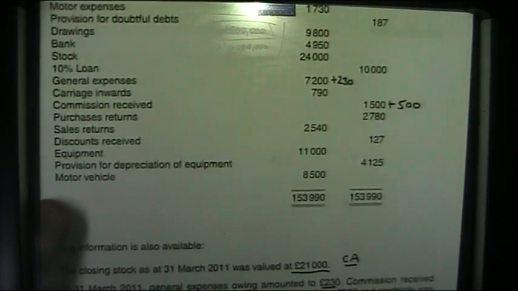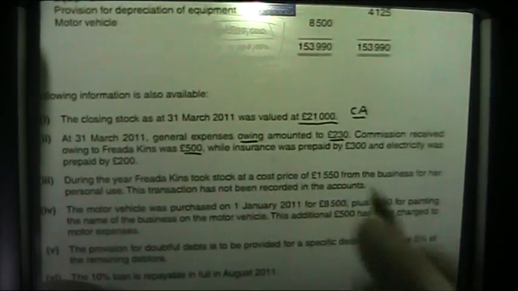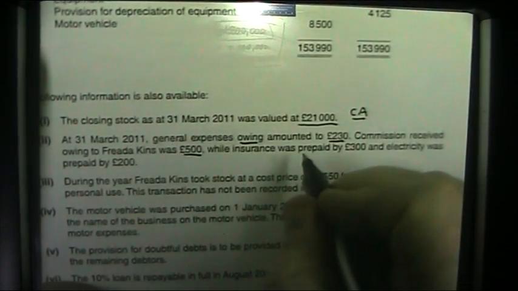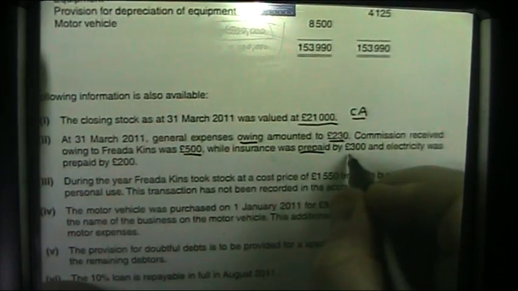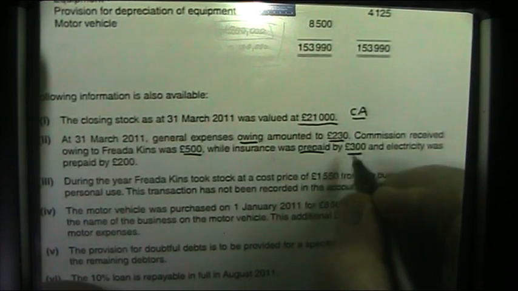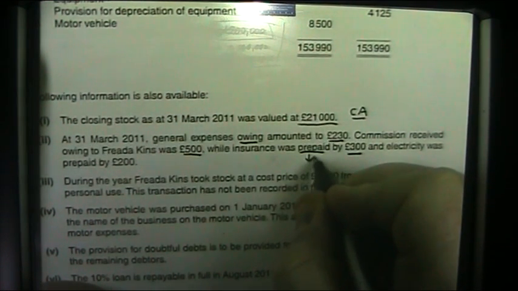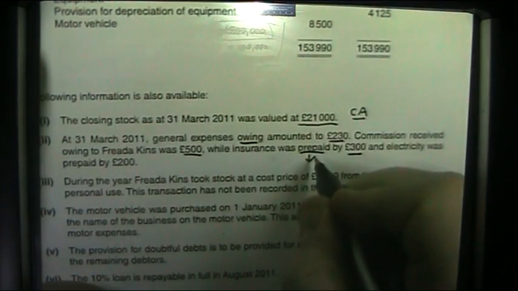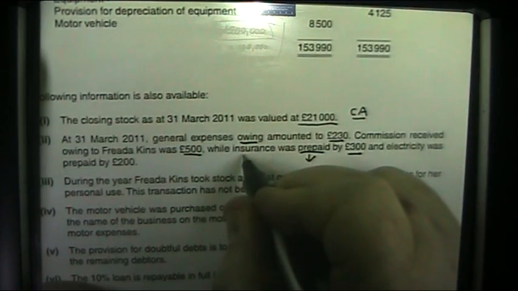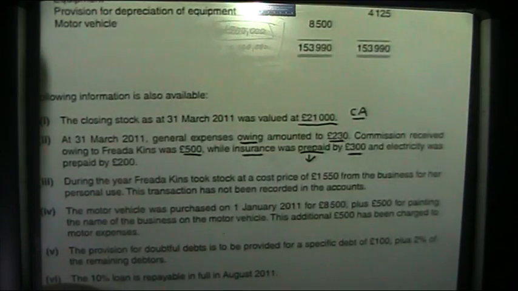Alright, let's keep going down to some more sneaky balance day adjustments that are stuck into one question. Insurance was prepaid by £300. So remember, prepaid means down. Okay? Whilst an accrual means up, a prepayment means take it down. And what do I need to take down? I need to take down my insurance by 300.